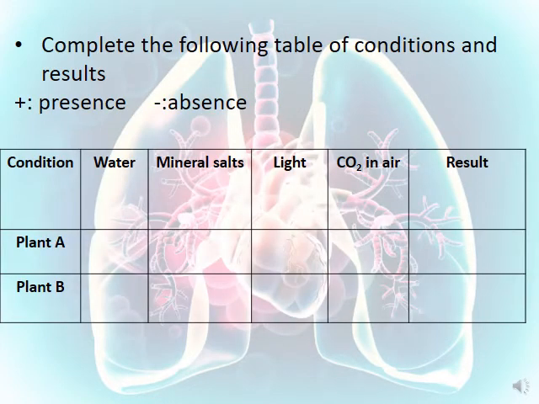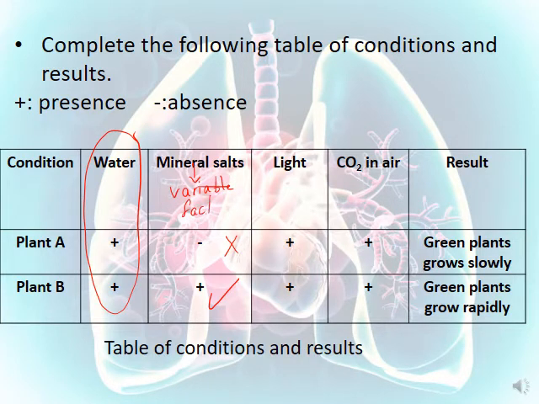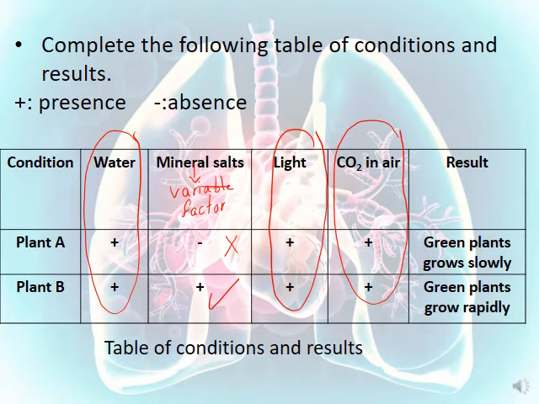So complete the following table of conditions. Here we have water, it's present in both plants. Mineral salts, it's found in plant B and it's not found in plant A. So here mineral salts is the variable factor, since it's present in one plant and absent in the second. Light is found in both plants, CO2 in air is found in both plants. So what is the result? Without the mineral salts, the plants grow slowly, while with the mineral salts they grow rapidly.